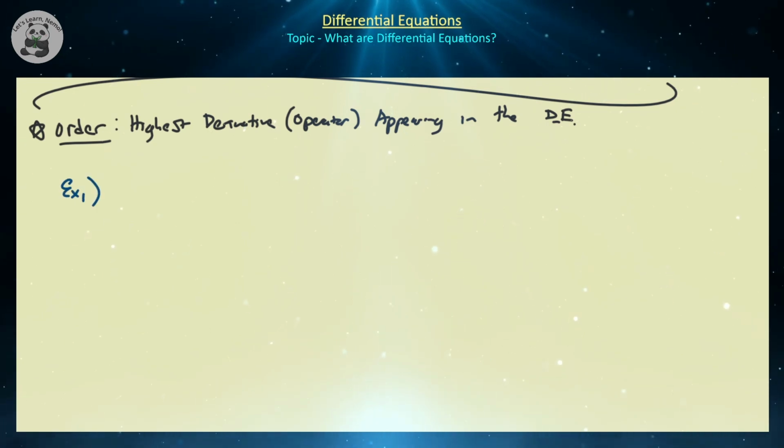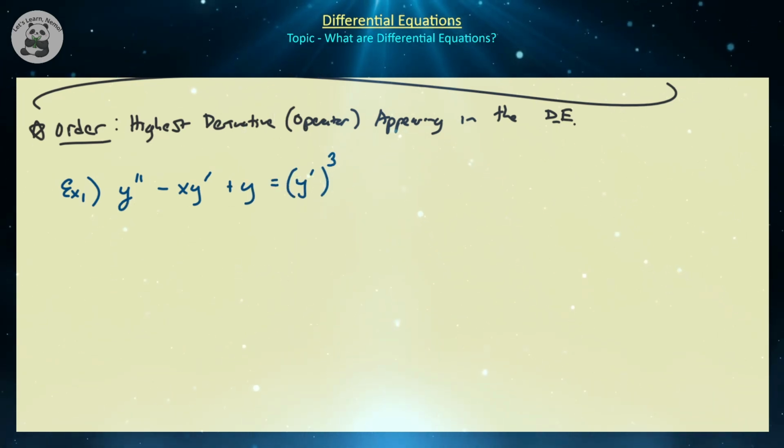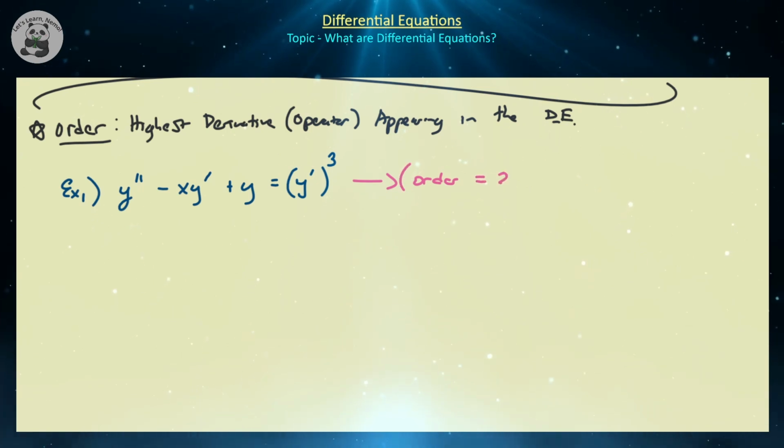As an example, let's assume we have y double prime minus x y prime plus y is equal to y prime to the power of 3. What is the highest order derivative that you see here? The order in this case would be equal to 2, which is appearing right there. Please do not get mixed up with that 3. 3 is just an exponent, because that's just y prime times y prime times y prime, which is not y to the third order. They're very different from each other. So it's just the highest order derivative operator appearing in this particular equation.